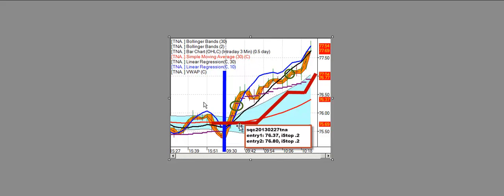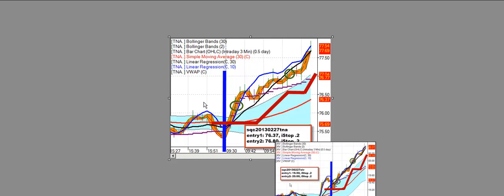76.37 with a 20-cent stop, which is just below the river. And it takes off immediately. When we get a couple R in hand here at 76.80, it clears this previous sideways part of the ribbon. Add the second position, takes off, gets to 77.70, and that's a pretty good trade already.